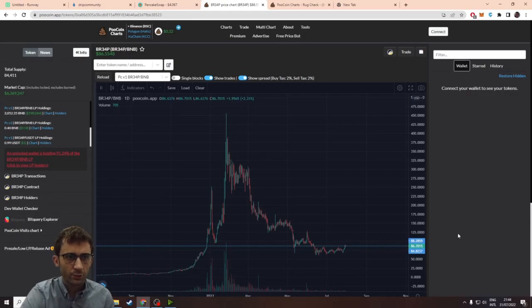Okay, so here's the KuCoin chart for the token for BR34P or DRIP. And I'm on a daily view. I'm not going to comment much on the price. It's pretty much in correlation with how Bitcoin performs.